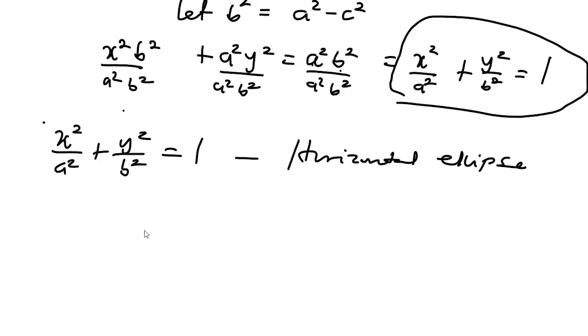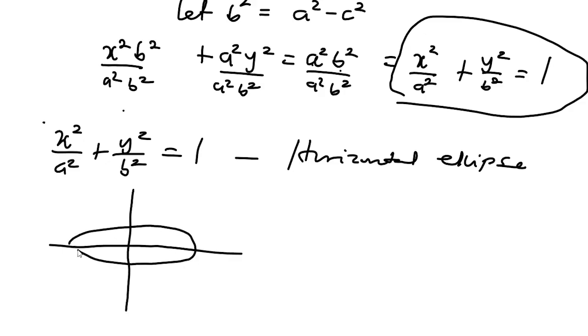Now when it lies on the horizontal axis, how do we determine our vertices and co-vertices? So it is in this form. Our foci will be (c, 0) and (negative c, 0). Then we have the vertices being (a, 0) and (negative a, 0). The co-vertices, we have (0, b), then we have (0, negative b).